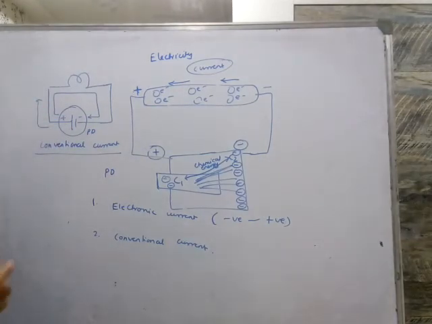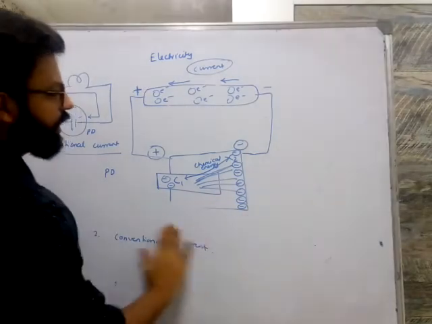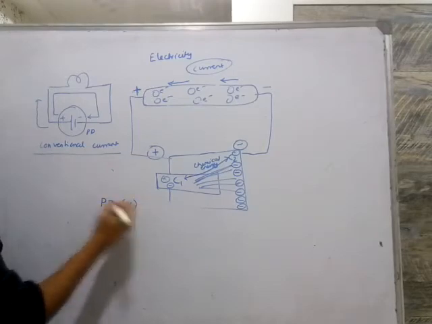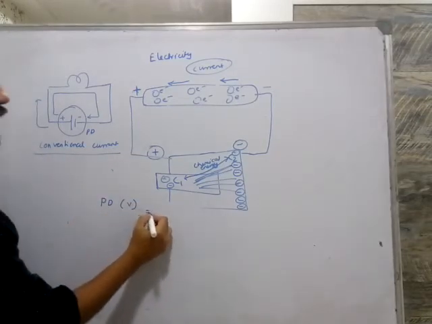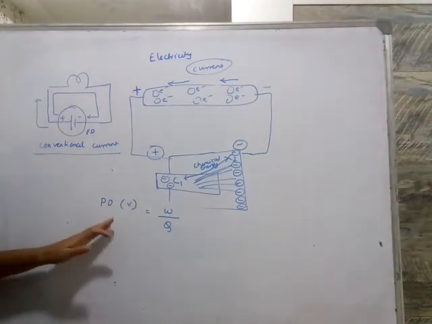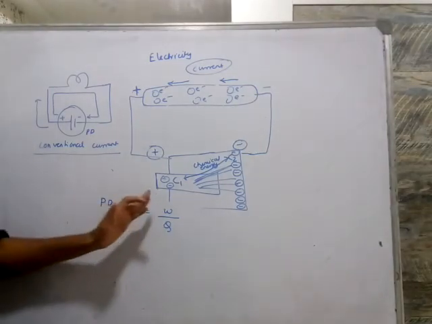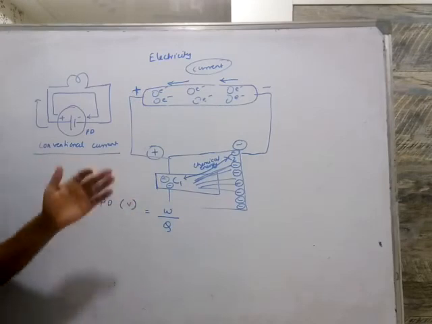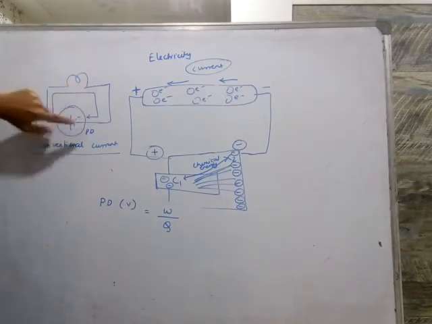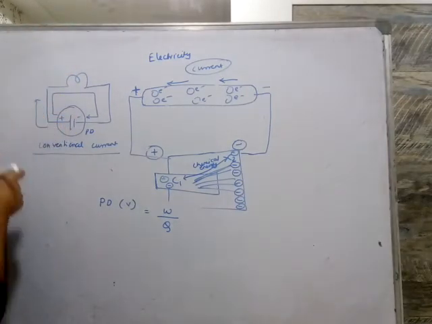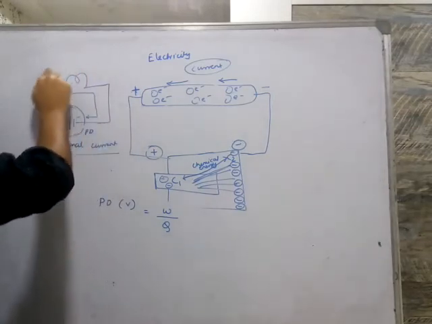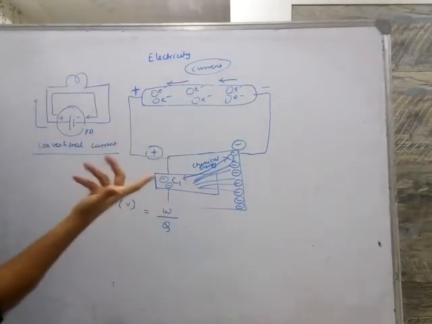Now we will define potential difference. Potential difference is written as V, and its formula is W by Q. What is potential difference? The work done in bringing a charge from one point to another point is called potential difference. If you observe, because of this potential difference, the electrons flow from one end to another. So the charges are moving, and flow of charges is nothing but current.